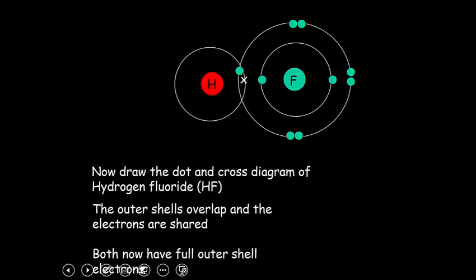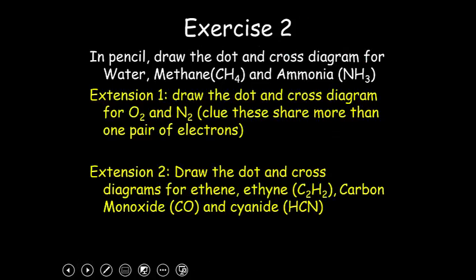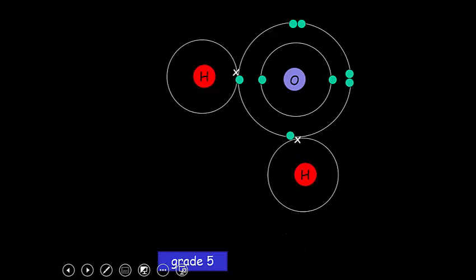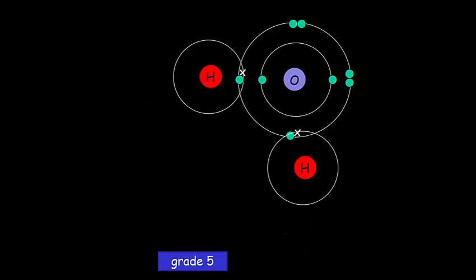Okay, so your next task is to draw the dot and cross diagrams for a variety of different compounds on here. So we're going to start with water, and we're going to do that one together to have a look at how you do it. So water, we know, is H2O. So we need 1 oxygen and 2 hydrogens. We draw out the atoms first. Oxygen has 6 electrons in its outer shell, so 2 gaps. Hydrogen has 1 gap.